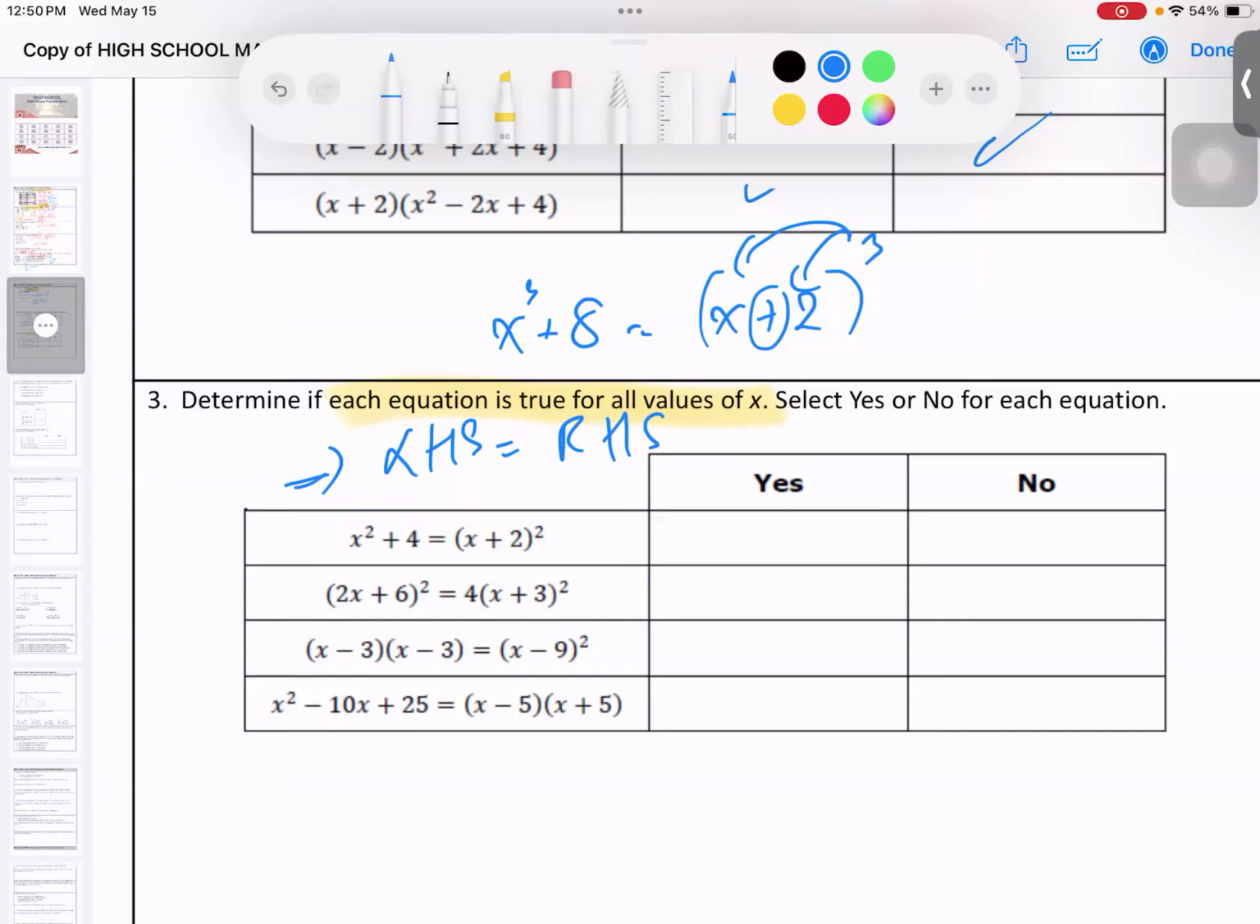Okay. So which one is the same? Is the first one the same? Yes or no? No. Remember, you cannot distribute the power. Okay. Second, yes or no?